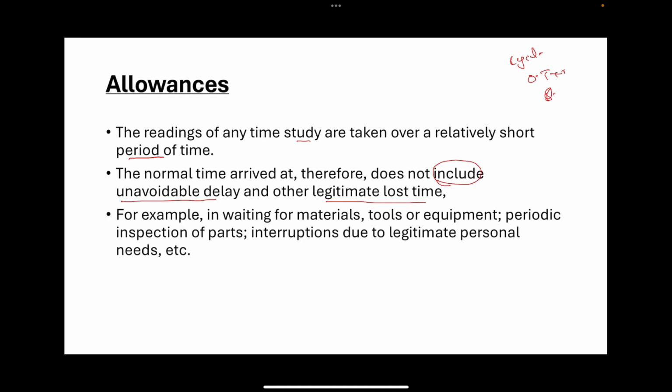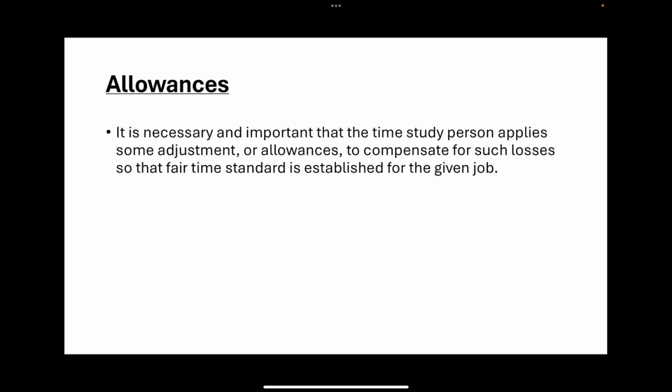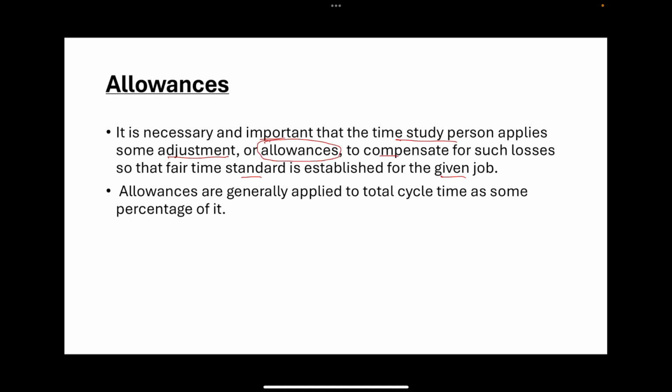For example, waiting for materials may not be seen by a time study man, and waiting for tools or equipment, periodic inspection of parts, and interruption due to legitimate personal needs. He may go attend to personal needs, right? So it is necessary and important that the time study person applies some adjustment. These are called allowances, to compensate for such losses, so that a fair time standard is established for the given job. Allowances are generally applied to the total cycle time as some percentage of it.